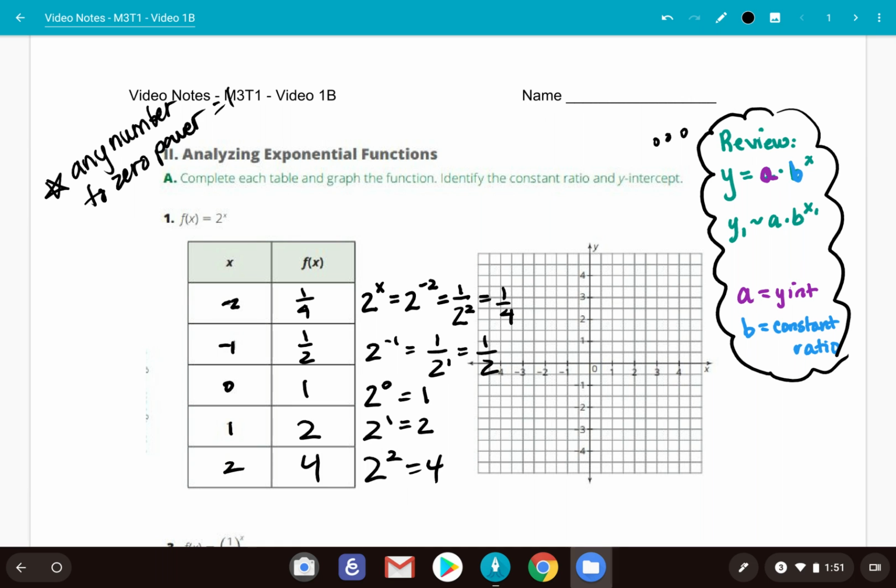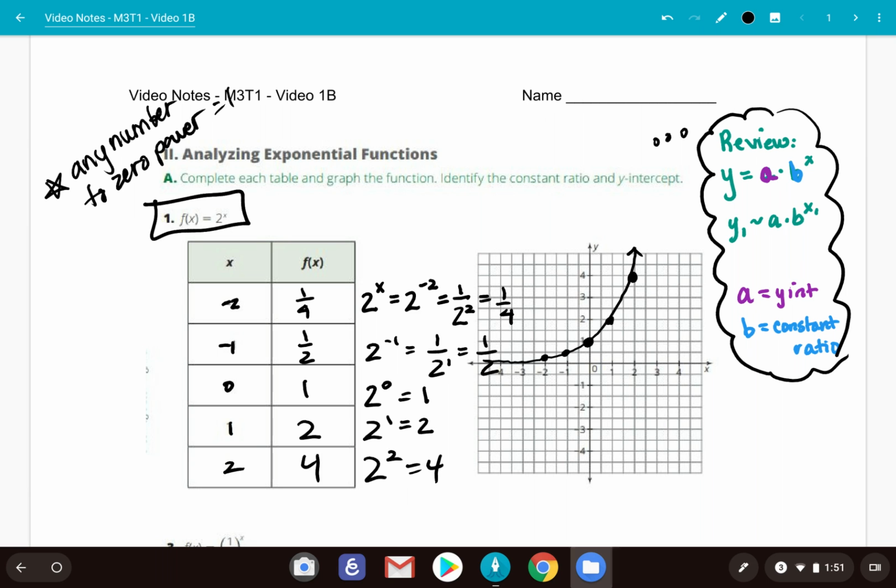And then we can go ahead and graph. If I go over to the -2, up to 1/4, over to the -1, I'll go up to the 1/2. At 0, I go up to the 1, over 1, up to the 2, and then over 2, up to the 4. This is what my graph would look like if I were to graph the function that's represented in the table.